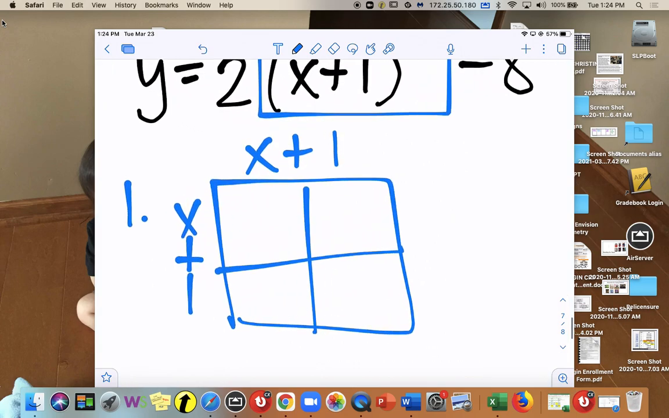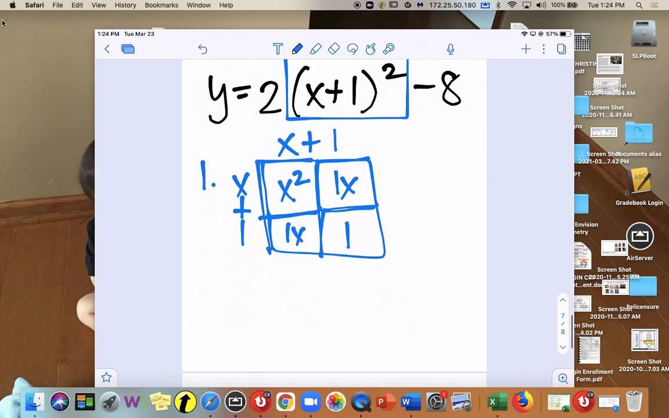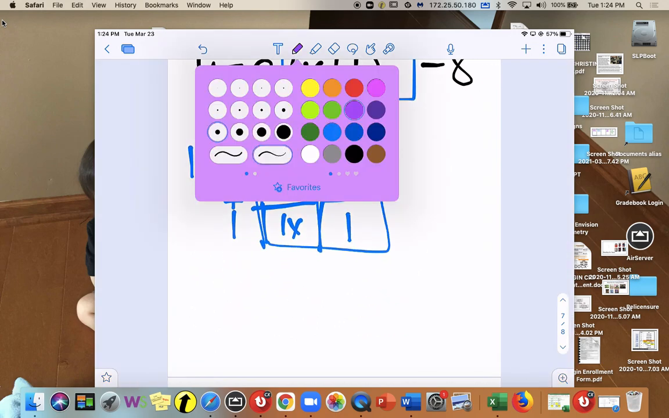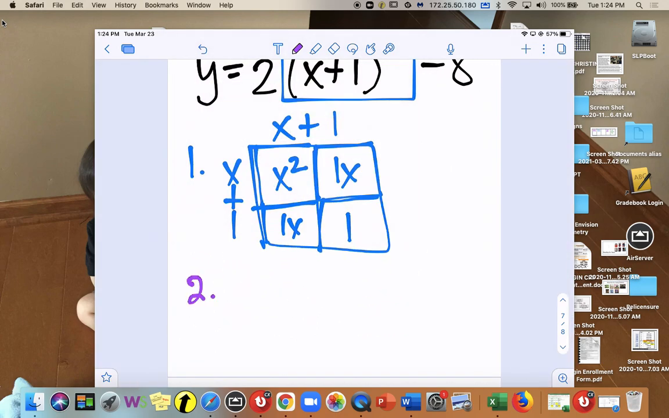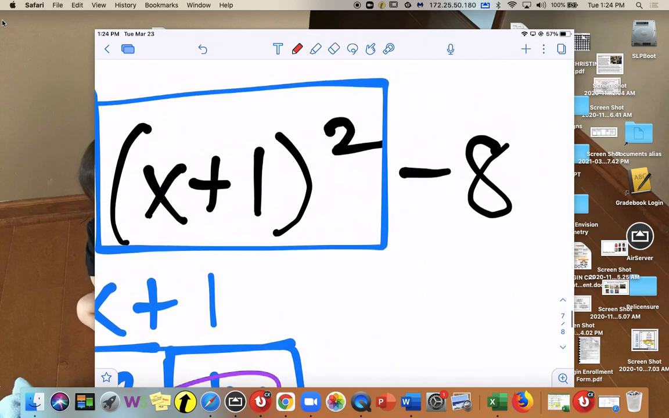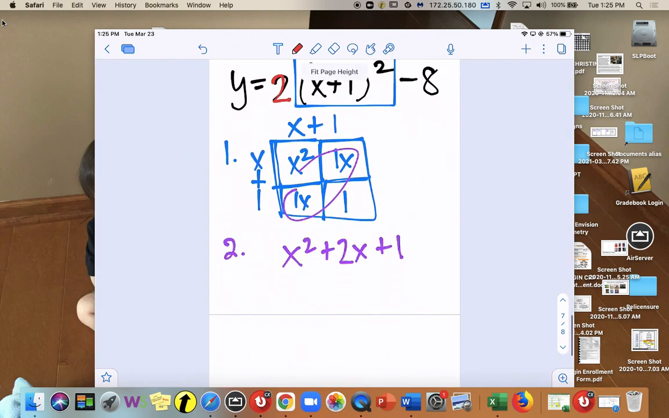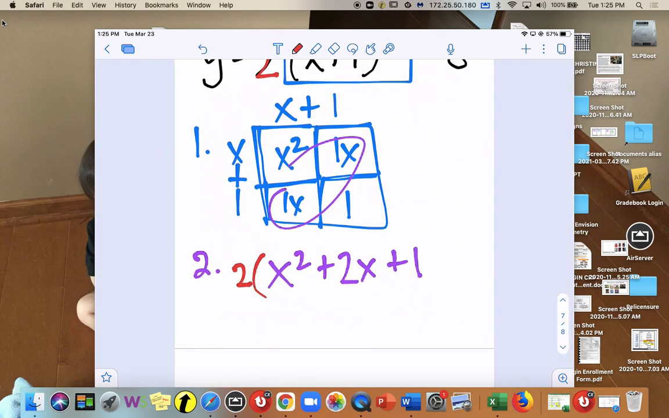In our box, the upper left-hand corner is x times x, which is x squared. 1 times x is 1x. x times 1 is 1x. 1 times 1 is 1. So you can get the area of each. Second step, let's combine like terms. So we have x squared plus 2x plus 1. And then we have this 2 on the outside. And really here you have the 2 and you also have the minus 8. But in order of operations, you multiply before you subtract. So after we combine like terms, we're going to multiply everything by 2 and distribute.